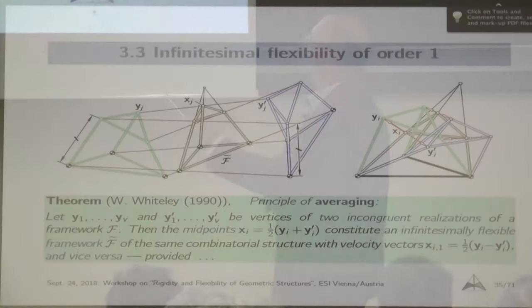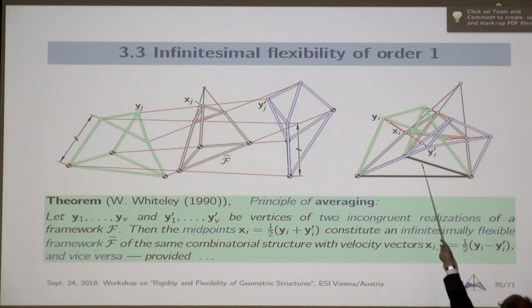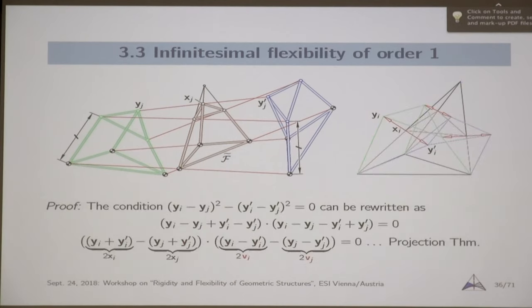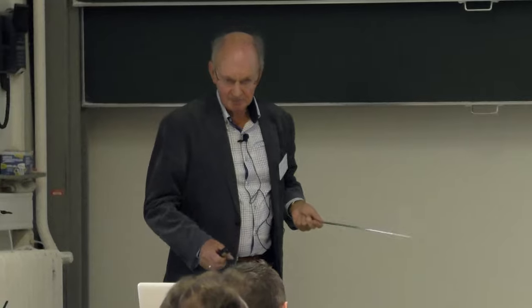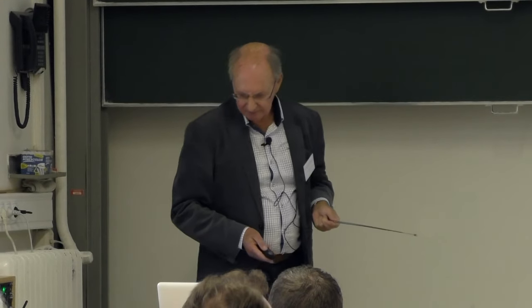And vice versa, if you have an infinitesimal flex like here, you take the velocity vectors in both directions at each point, and you get the green realization and the blue realization. And this is the proof. Actually, we have the realization on the left side, and this is the distance for the realization with the primes on the right side, and I split it into this plus them and this minus them and interpret this, and that's it. So snapping or flipping structures are always related to infinitesimally flexible structures and vice versa.